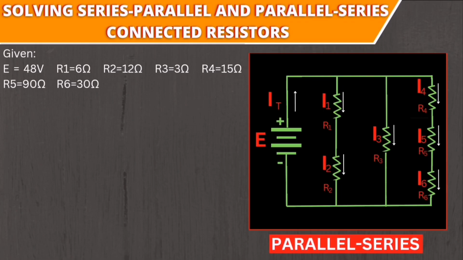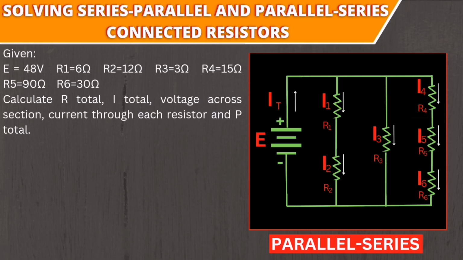We also have the same questions as the number 1 example. A. Calculate the total equivalent resistance R sub T. B. The total current I sub T. C. The voltage drop across each section. D. The current through each resistor. E. The total power taken by the entire circuit.